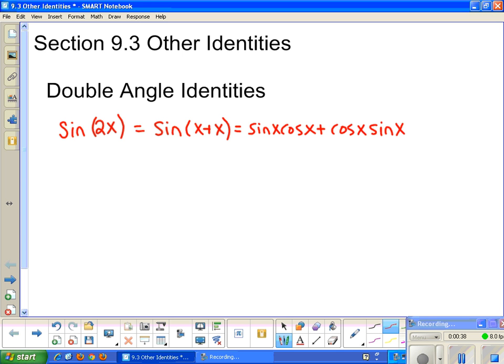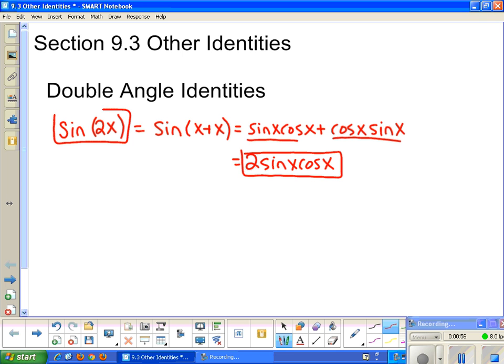sine of x. And if you notice, these two are like terms. We have cosine x and sine of x. So really, we can rewrite this as 2 times the sine of x times the cosine of x. And this is actually my sine double angle identity. So we just derived it. So it's easy to get if you can't remember what it is.